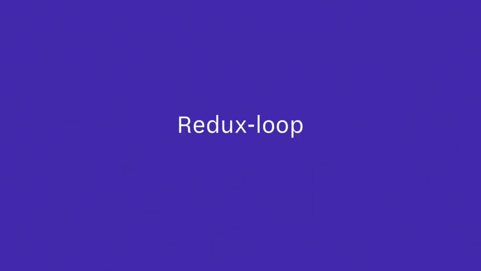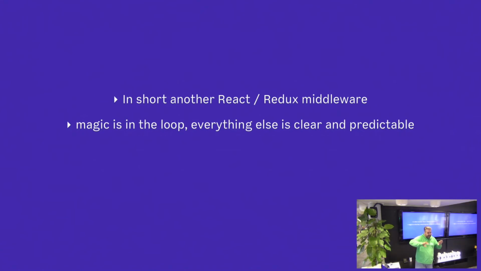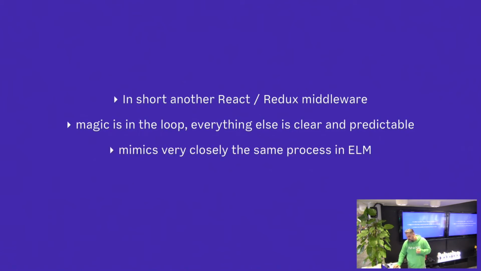So Redux-loop. Redux-loop is middleware. I don't think I need to say too much other than that. Basically, what I would say is in all of these kinds of middlewares, you have some sort of magic. But here, the magic is in this loop. The loop is running, and I have no idea really how that works, to be honest. And it's okay, but everything else is clear and predictable. And I'll show an example of how that works. And it's also quite nice if you're interested in Elm, because it mimics almost exactly the same process.